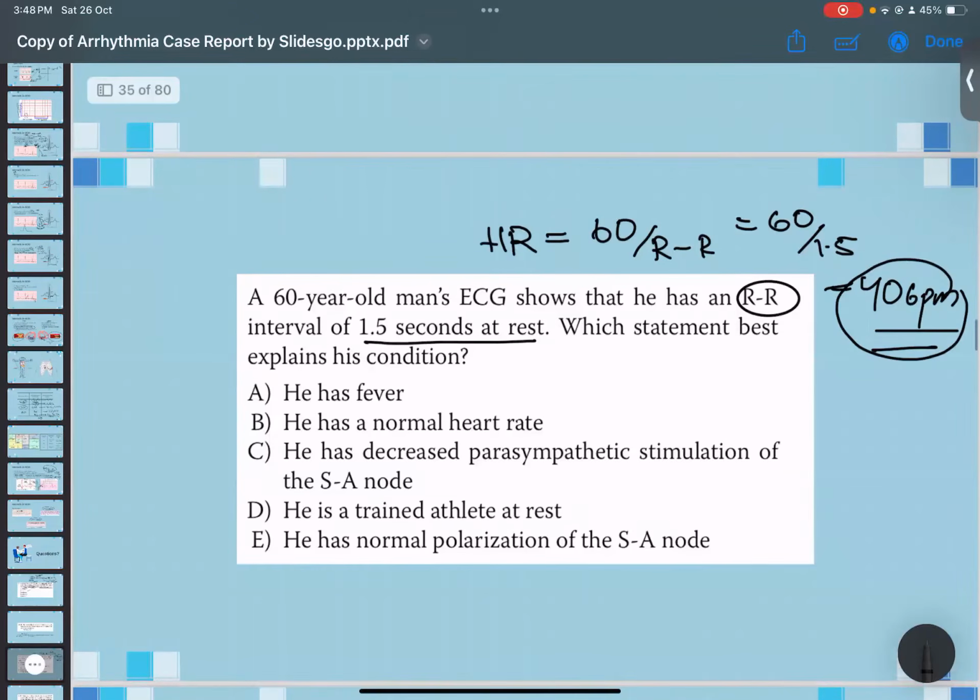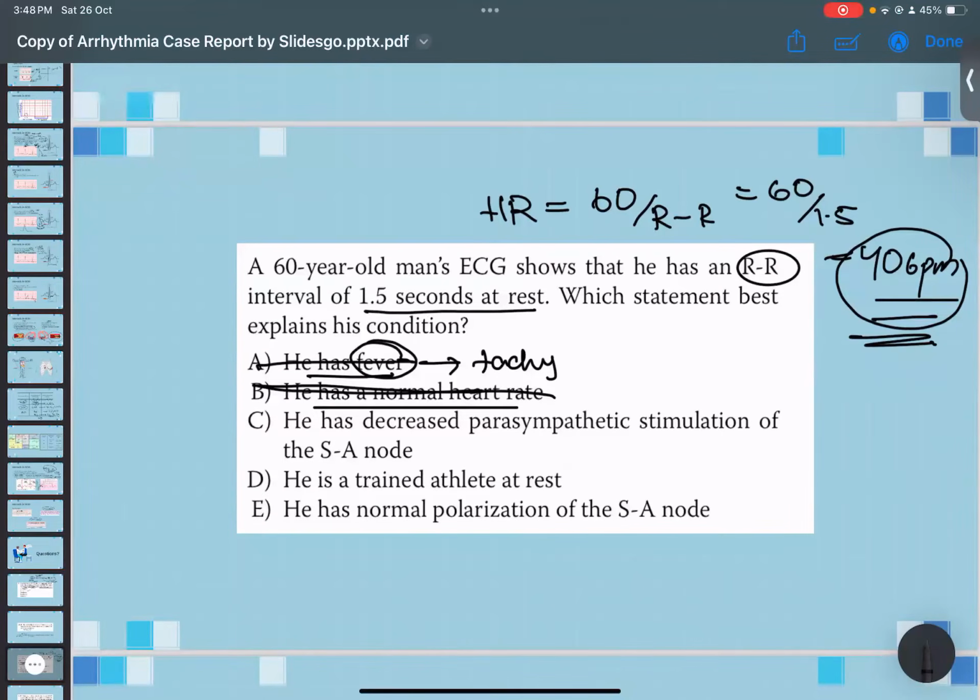Now, does the patient have fever? No, because in cases of fever, usually the heart is tachycardic. The patient does not have a normal heart rate to begin with. So fever is ruled out, because this is definitely not a tachycardic heart rate.